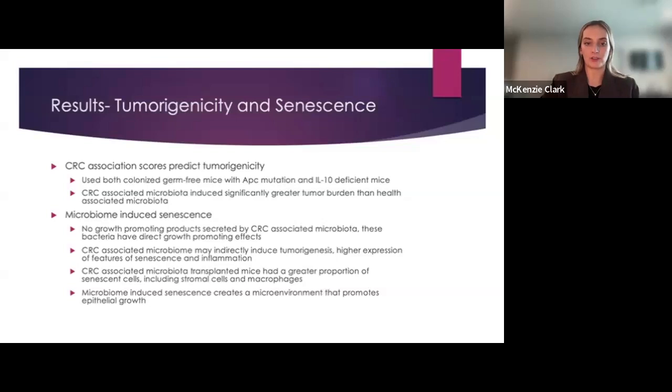But colorectal cancer-associated microbiome may be indirectly inducing tumorigenesis, as there were higher expression of features of senescence and inflammation, which are known colorectal cancer drivers. Colorectal cancer-associated microbiota transplanted mice had a greater proportion of senescent cells, including stromal cells, in particular fibroblasts, and macrophages. The microbiome-induced senescence creates a microenvironment that promotes epithelial growth and creates an opportunity for cancer to form.